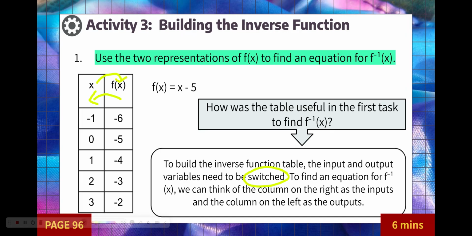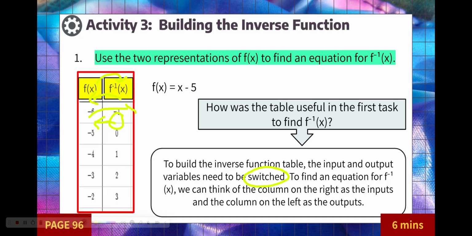Now, to find an equation for the inverse of x, we can think of the column on the right as the inputs and the column on the left as the outputs. So your negative 6 will go here and your negative 1 will go there. Look, this is how the table looks like. It turned into an inverse: negative 6, negative 1, negative 5 to 0, negative 4, 1, negative 3, 2, negative 2, 3. Again, this was your y, and now it turns to x. Make sense? Alright, inverse function.